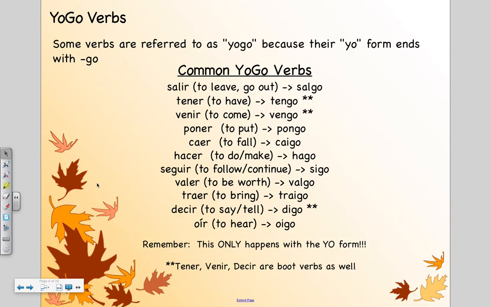Yo-go verbs. You guys know yo-go verbs. These are verbs that in the yo form end in a GO. Again, the G is only in the yo form. Here is the list of the common ones. They will once again be on Quizlet listed as yo-go verbs.